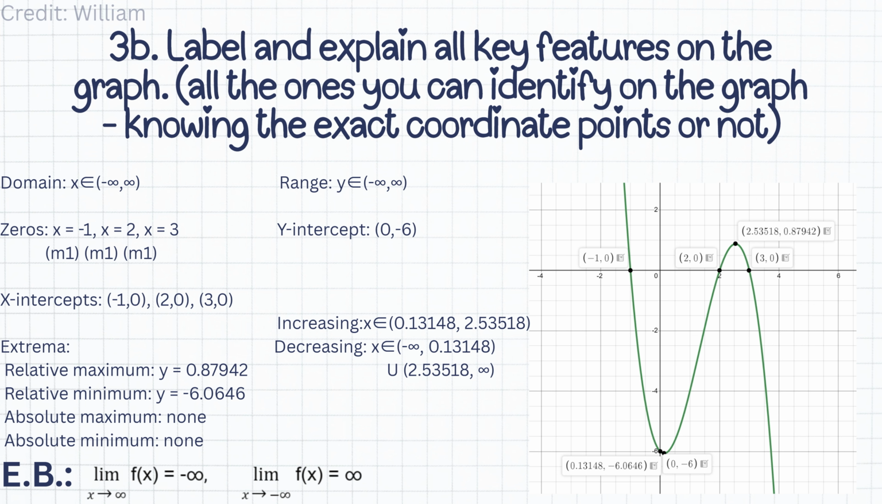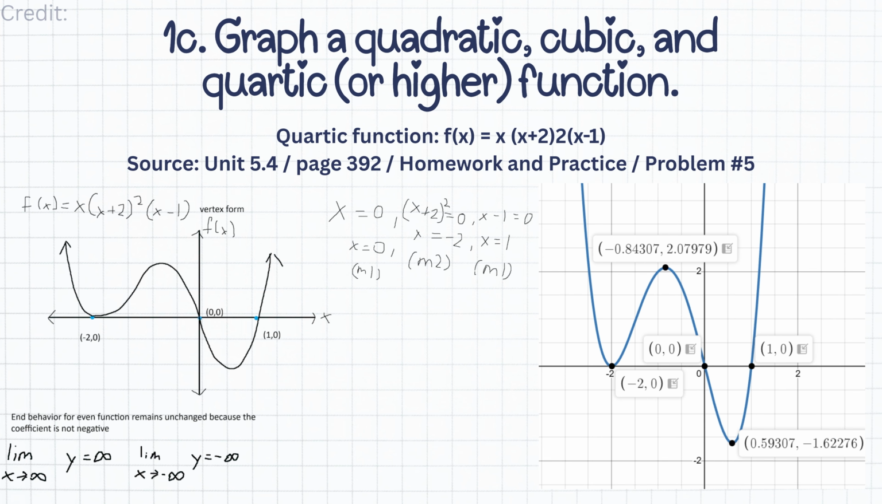For extrema, there is no absolutes because the graph goes on continuously, which means they both approach infinity, which means they cannot be counted. For relative maximum, y is equal to 0.87. However, the relative minimum is y equals -6. For the increasing intervals, x increases from 0.13 to 2.53. However, when it decreases, x decreases from -infinity to 0.13 and 2.53 to infinity.